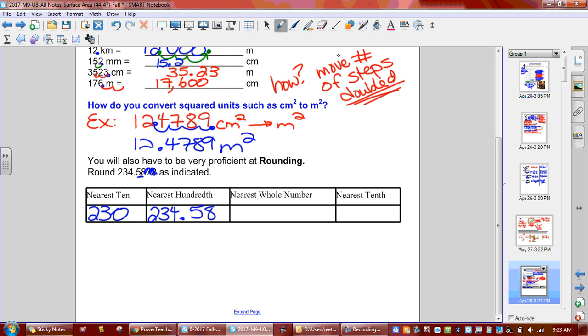Now if we want the nearest 10th, that's the 5. So if I want to do 10th being the 5, I have to look at the number after it. What does that 8 tell the 5 to do? Add 1. So we're going to have 234.6. The 5 will add 1. Okay?